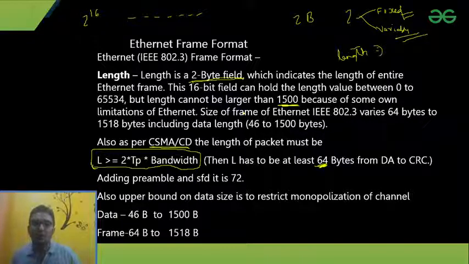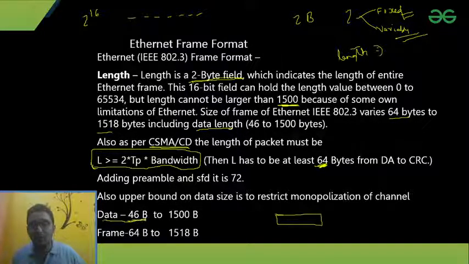So these are the reasons we have some range for the size of a frame. We cannot have a 2^16 size frame, it would be very huge. And we cannot have a size less than this, because it would also cause problems. So now you can try to remember these things. The size of an Ethernet frame varies from 64 bytes to 1518 bytes. This 64 to 1518 includes the data length. The only data that can be present in the Ethernet frame is 46 to 1500 bytes. The data part is 46 bytes to 1500 bytes.